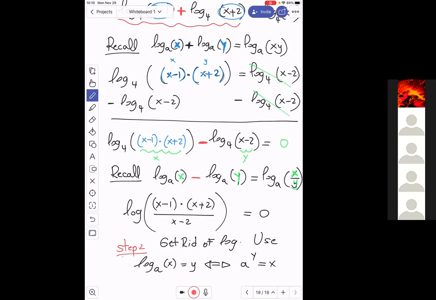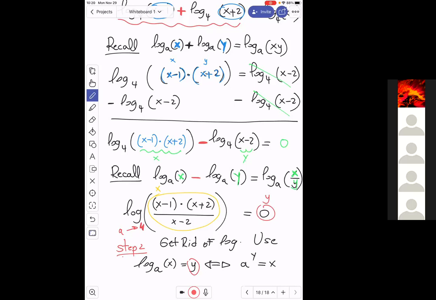Sorry, I forgot the base 4 here. In our example, a would be 4. So this 4 is my base, that's a. The right side is my y, and what's inside the log is my x. So this whole thing inside the log is my x. So this is log in base a, which is 4, of this whole thing, x minus 1 times x plus 2 over x minus 2, that's my x. And on the right side, that's y, which is 0.